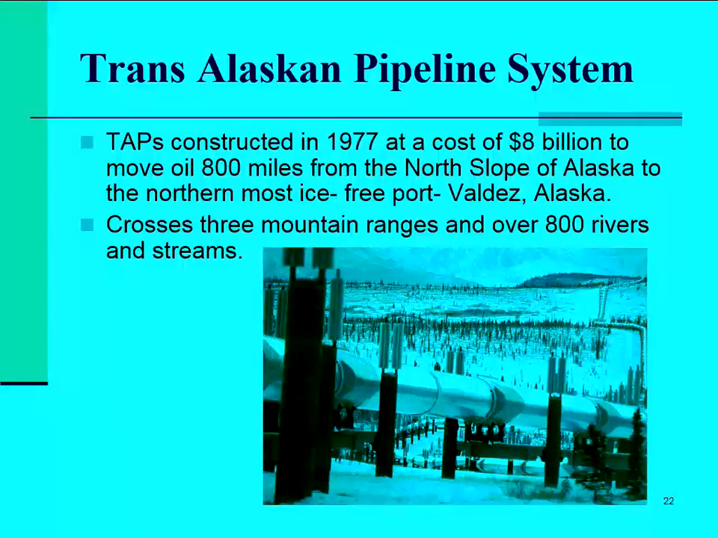Problems with permafrost. Permafrost is when you're in an area where it's incredibly cold and so the ground is frozen all year round. It is very difficult, therefore, to put in a pipeline because you can't dig, so you've got to put it above ground.